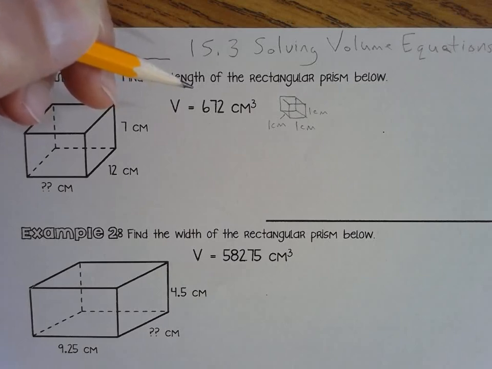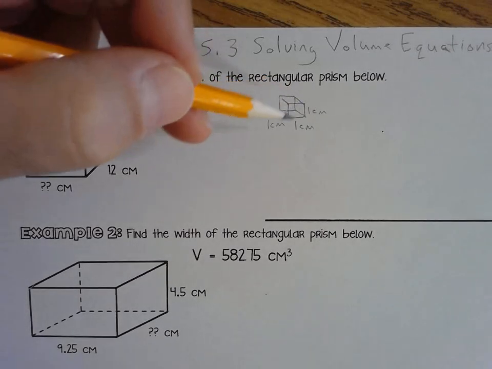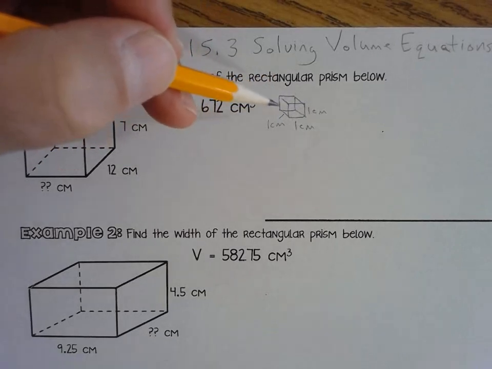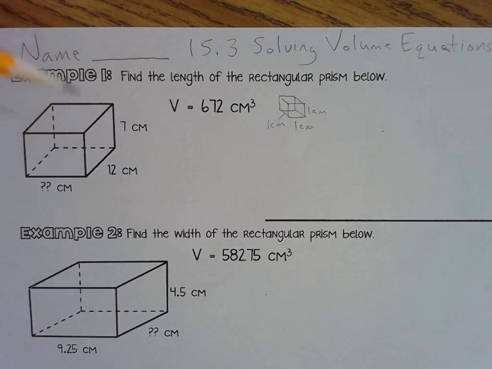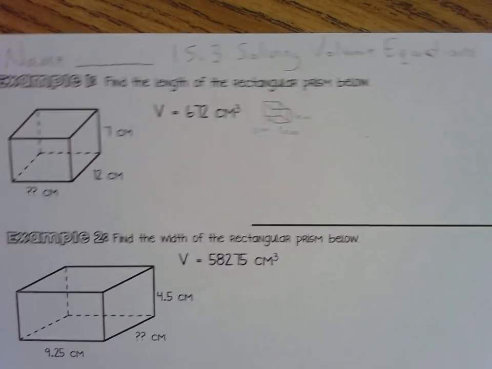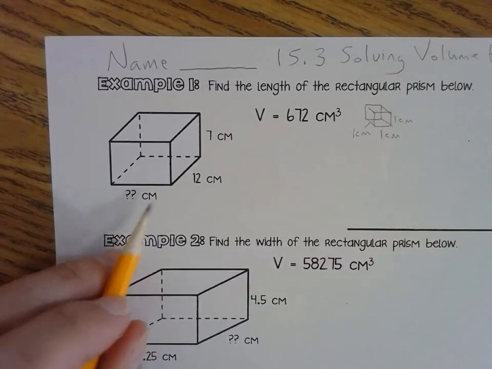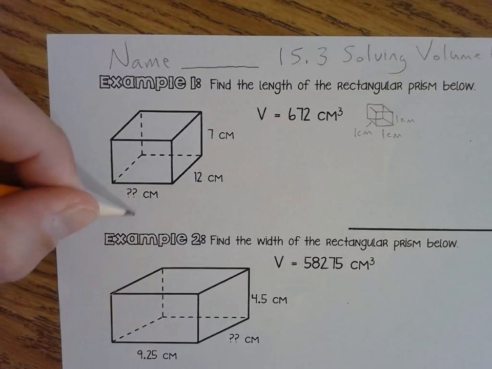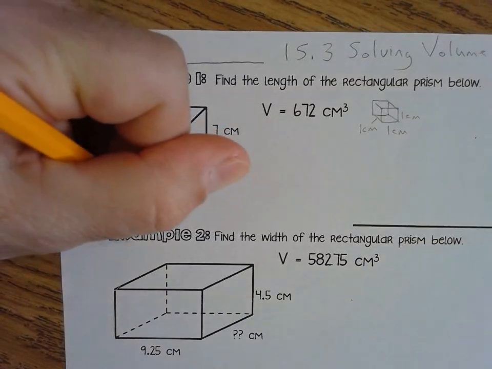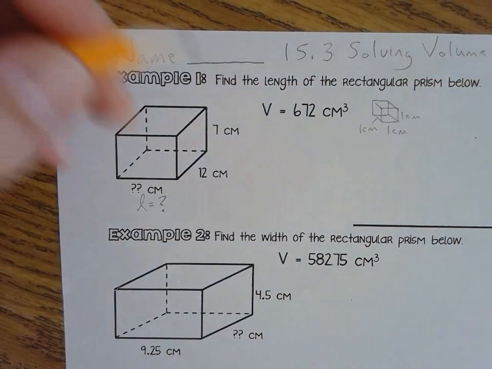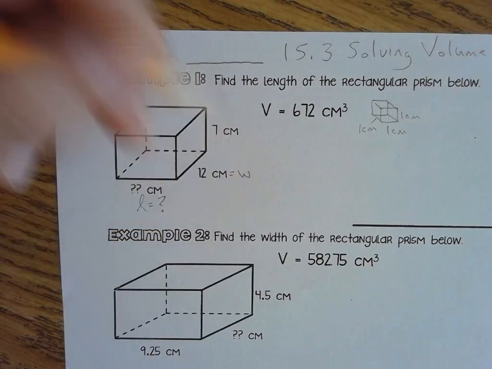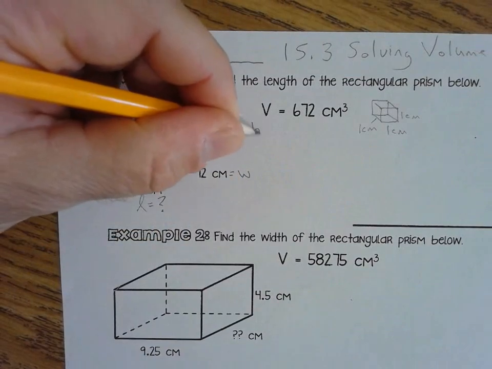Okay, so anyhow, if you had a centimeter cube where each side is a centimeter, you could fit 672 of those into this rectangular prism. That's what we're actually talking about when we talk about volume. What they're giving you here is, they don't give you what the length is. So the L is equal to what we don't know, the length. We have our width, and then we have our height.